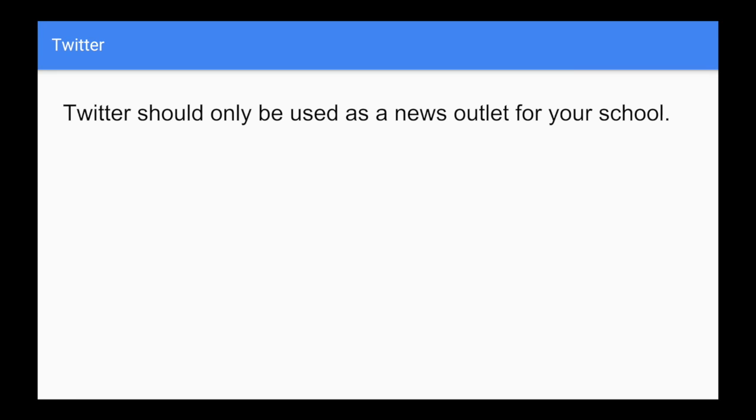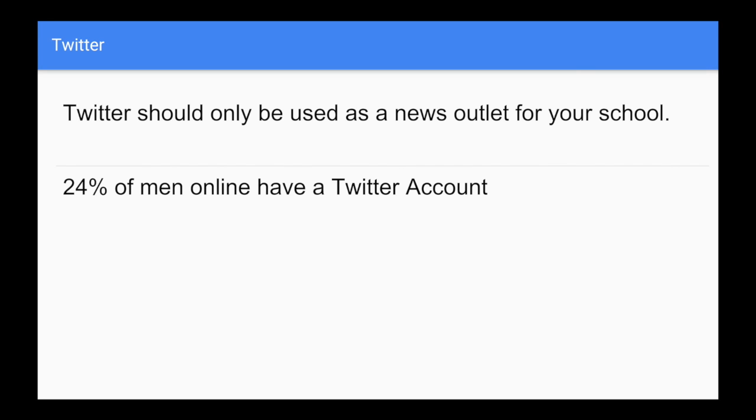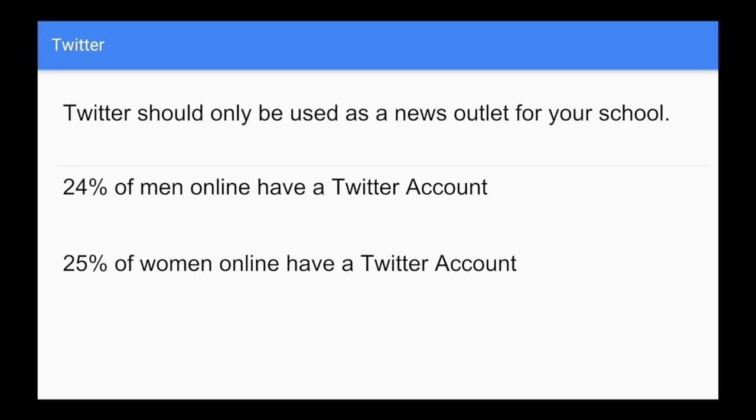Finally, there's Twitter. To be honest, Twitter should be used sparingly and only for news announcements. Engagement with the Twitter is declining on a daily basis, and it's actually shifting towards a news outlet anyway. So for us, we say Twitter should only be used as a news outlet for your school. The reason being, about 24% of men online have a Twitter account, and about 25% of women online have a Twitter account.